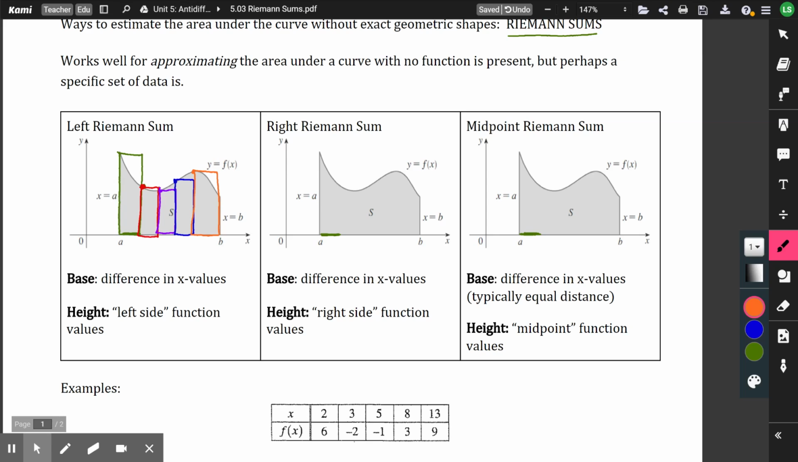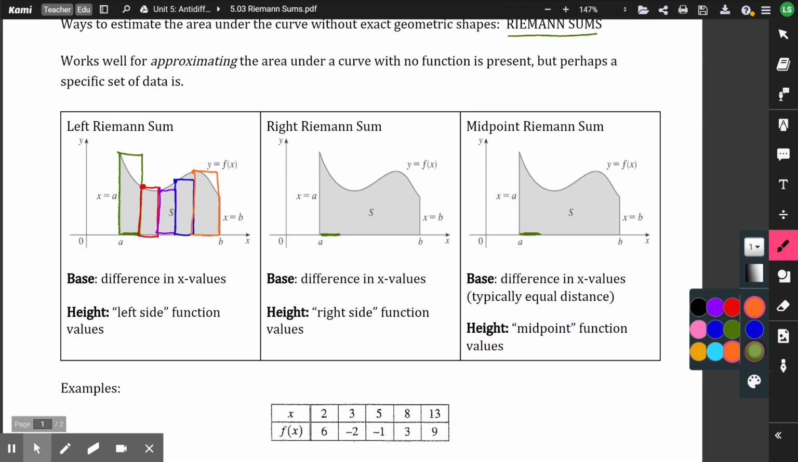The delta x in this case, or basically the base of each rectangle, does not necessarily have to be the same delta x all the way through for each rectangle. However, you are always using the left side, or the lower of your two x values, to evaluate what the height of that rectangle should be.